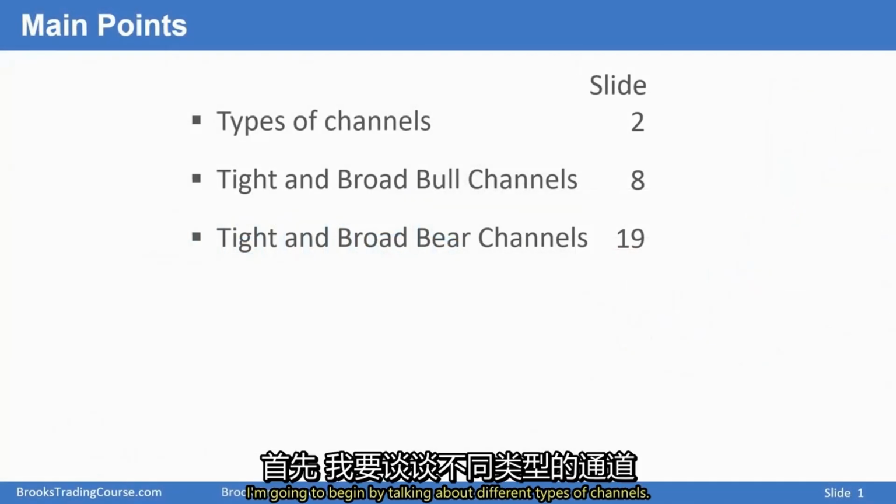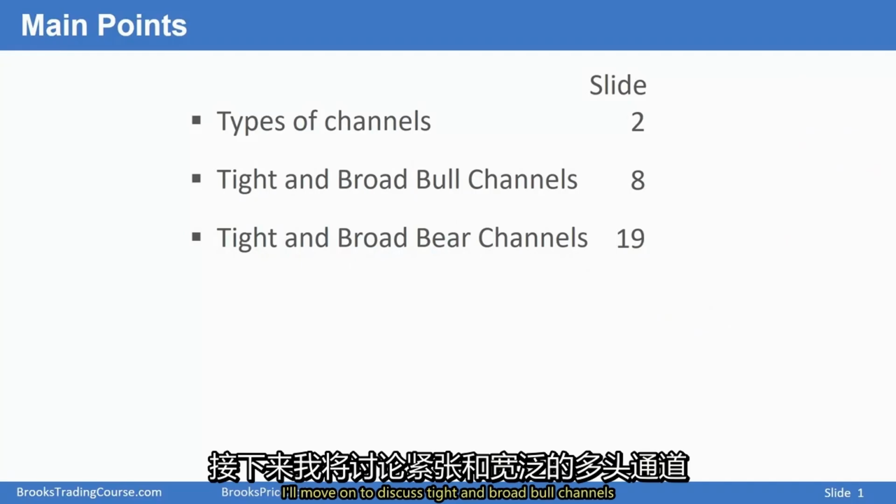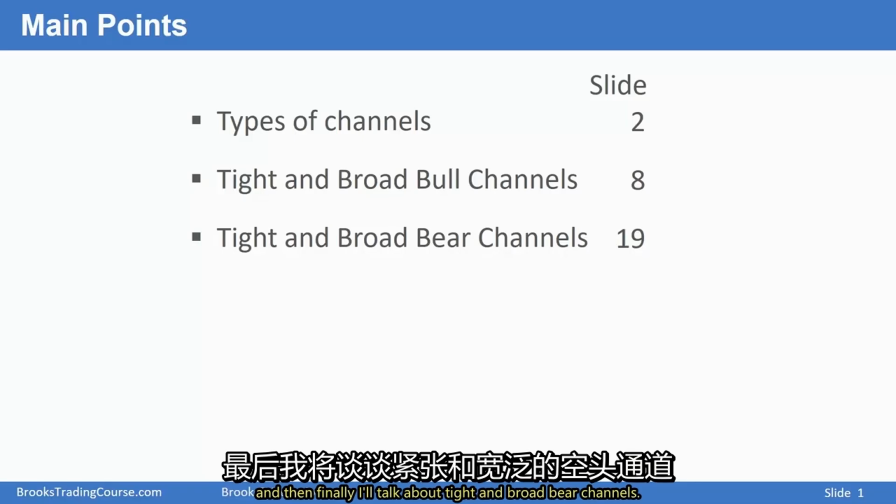I'm going to begin by talking about different types of channels. I'll move on to discuss tight and broad bull channels. And then finally, I'll talk about tight and broad bear channels.